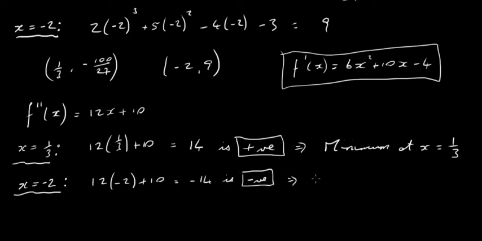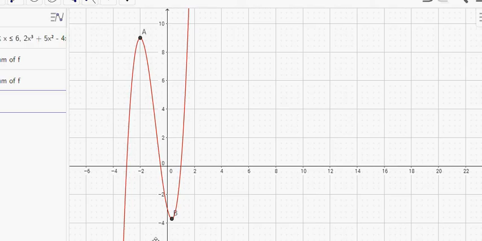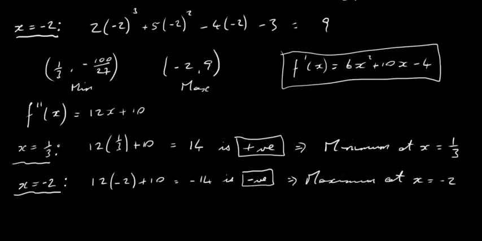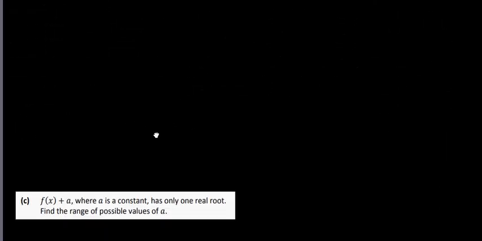That implies that we're talking about a maximum at x is equal to -2. So this here is our maximum, and this here is our minimum point here. And that's it really. We can see that that is actually the case on our graph here. Okay, so that's it. Let's have a look at the next question. It's down here. Let me just move it up a little bit.